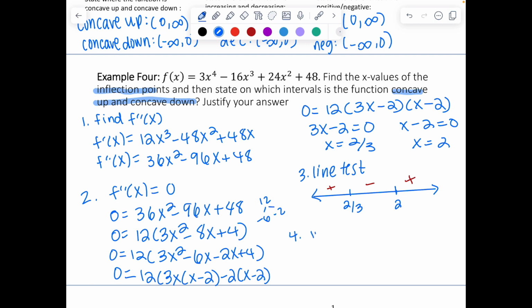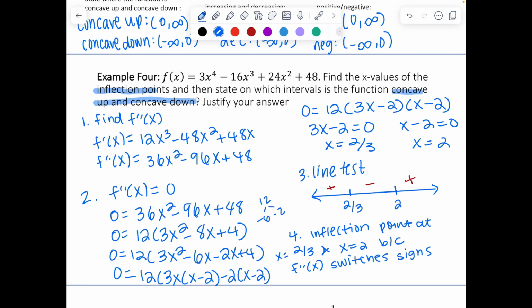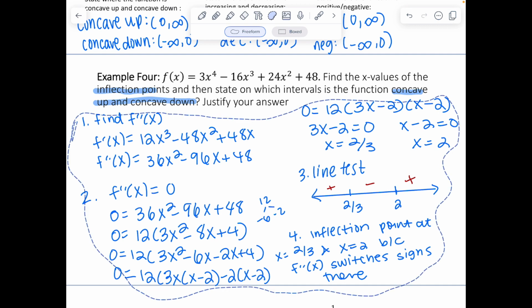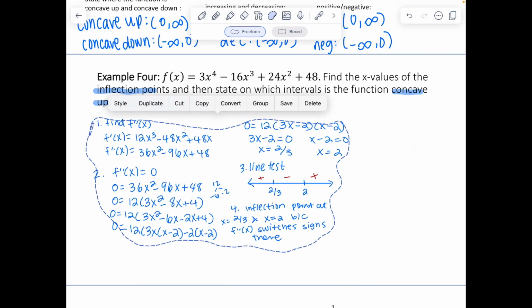So there's an inflection point. And you'll write inflection point at x equals 2/3 and x equals 2, because the double derivative switches signs there. So that's what you could say about inflection point. Big idea is it switches from positive to negative or negative to positive, and then that means that there's a concavity switch because that's the connection.